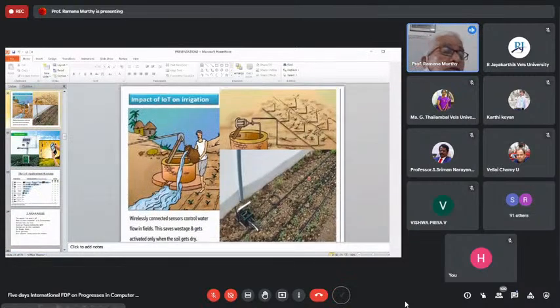Now, IoT for irrigation. What is this actually? You want to supply water to the field. How are you going to do that? We need wirelessly connected sensors to control water flow in the field. This saves wastage, and it gets activated only when the soil gets dry. So the temperature is kept automatically, the different sensors' functionality is adjusted, and only the required amount of water will be poured into that field.